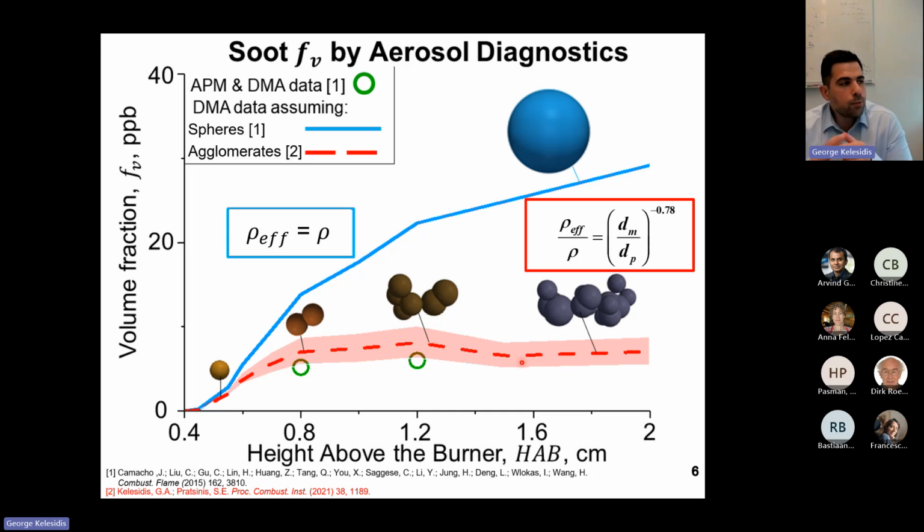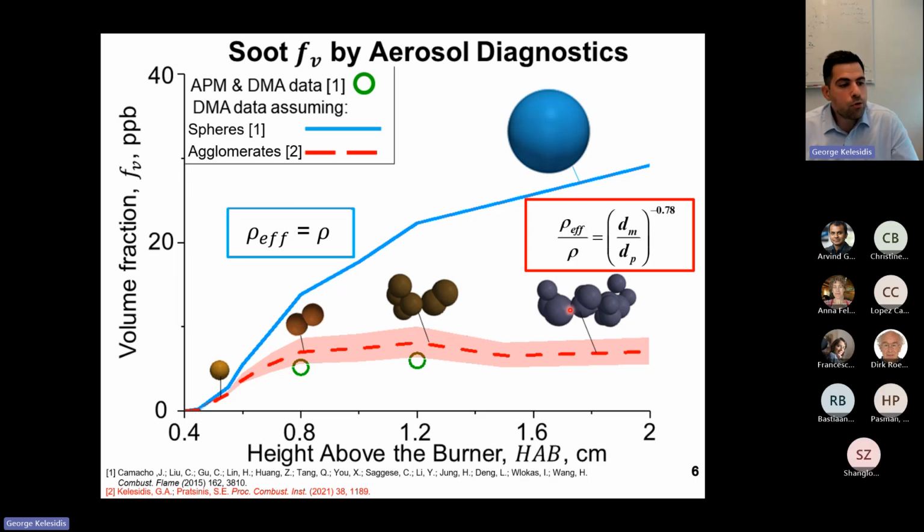So the soot volume fraction that we obtain using data from a differential mobility analyzer, but accounting for the realistic agglomerate structure of soot, is actually in excellent agreement with the soot volume fractions obtained by an aerosol particle mass analyzer. And this accurate soot volume fraction data can be used to assist combustion models to close the soot mass balance. Now, next, we wanted to use the realistic soot agglomerates that we derived using this discrete element model to derive accurately the direct climate impact of soot.